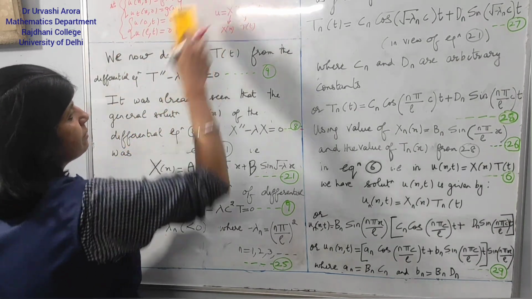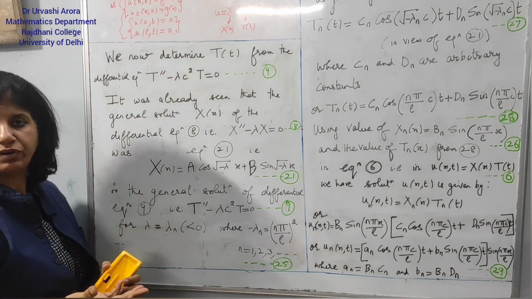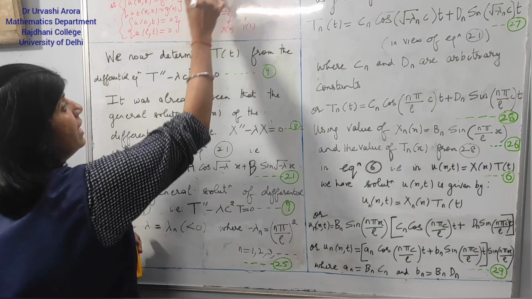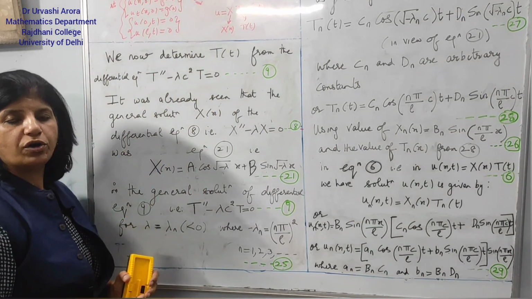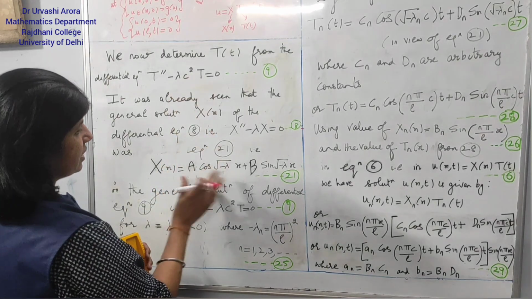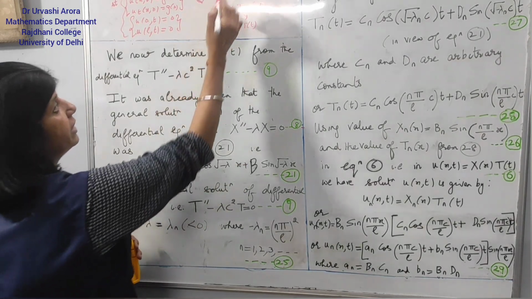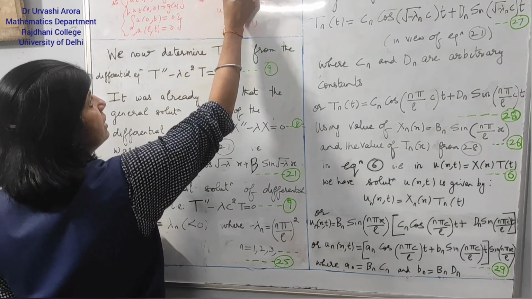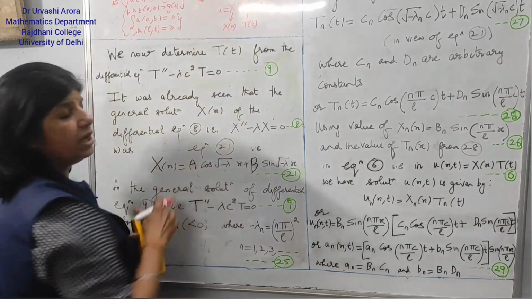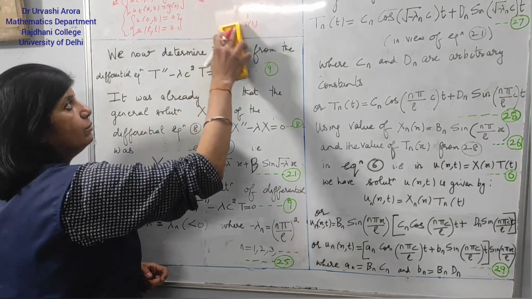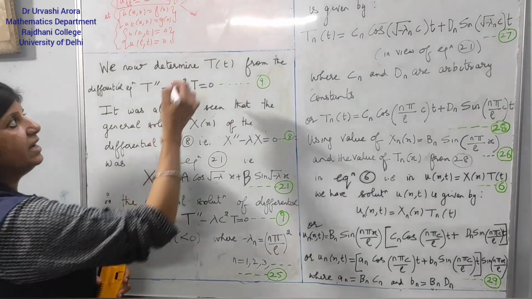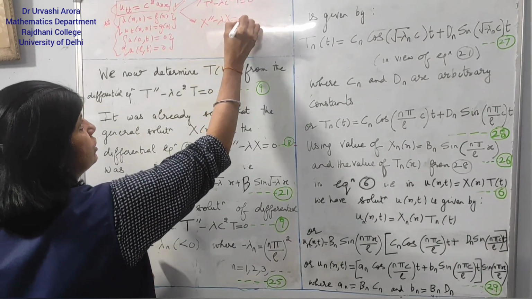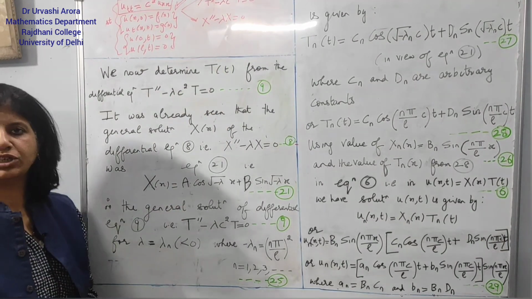When you make the substitution u = XT in this partial differential equation of second order, we had seen that it gets transformed into two ordinary differential equations of second order. One was this ordinary differential equation in terms of capital T, which I have already written on the board: T'' - λc²T = 0. This was the first differential equation that we got in terms of capital T, and then the second differential equation was X'' - λX = 0. This was the second ordinary differential equation that we had.